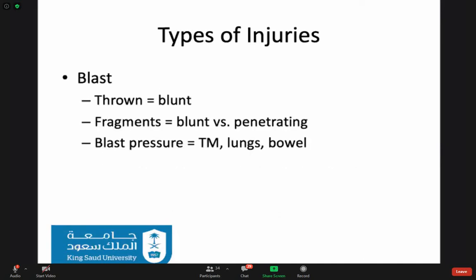Okay. Tayyib, blast. Blast has basically multiple types of injuries together. So you have being thrown. If you're thrown away from a blast, then you can get blunt trauma. If you have fragments thrown at you, then you can have blunt trauma. Or if they're sharp objects, then you can have penetrating trauma such as shrapnel. Blast pressure typically affects the tympanic membrane, the lungs, and the bowel.